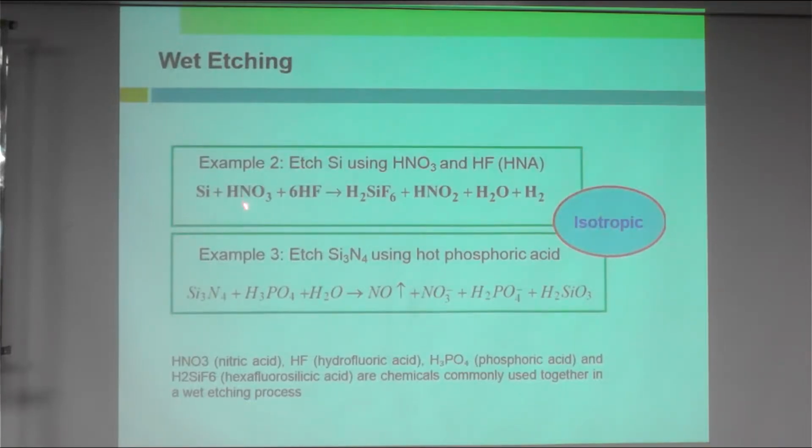So in wet etching, to remove silicon materials, for example, we use nitric acid and hydrofluoric acid. This is quite a common chemical, hydrofluoric and nitric acid. And also for etching silicon nitride, we use hexafluorosilicic acid, for example. So these are quite common isotropic chemical etching processes for wet etching of silicon.